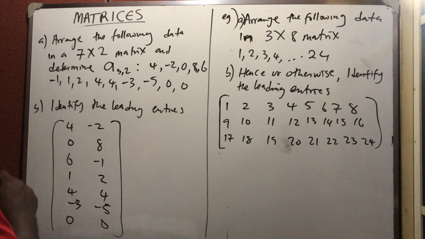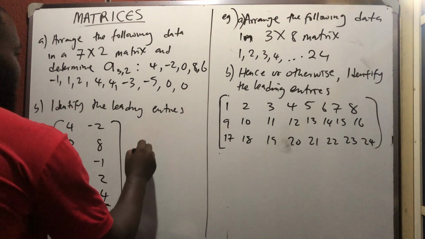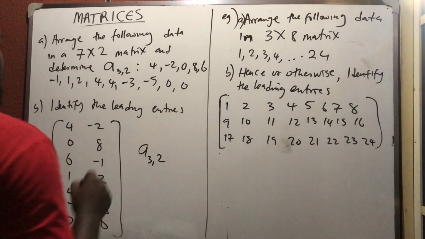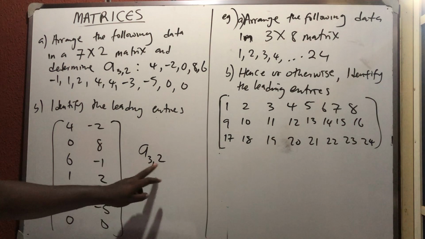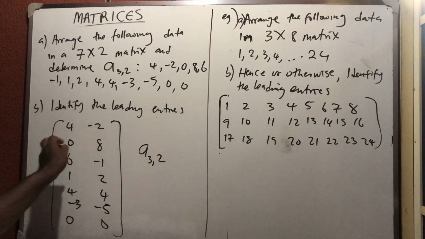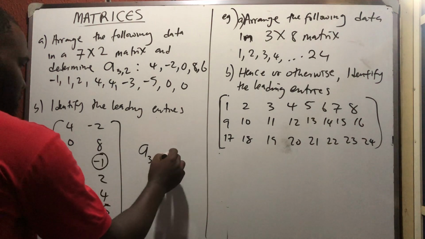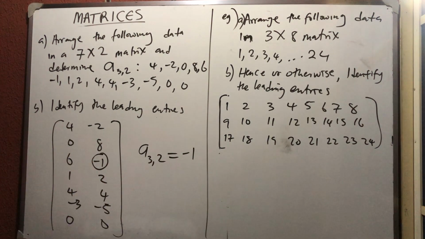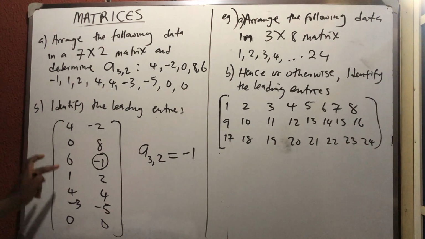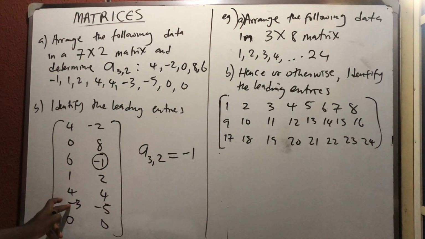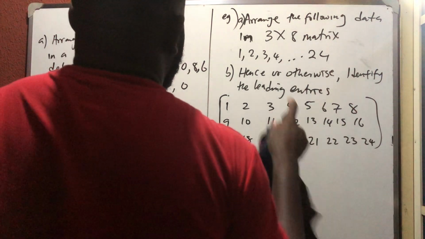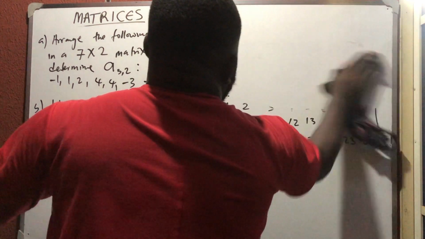Now they say we should identify a 3, 2, which is the third row and the second column. So 1, 2, 3. We are in the third row, and the second column is this, so this is equal to minus 1. Now the leading entries are 4, 6, 1, 4, minus 3. They are the leading entries because 0 can never be a leading entry. So that is that.